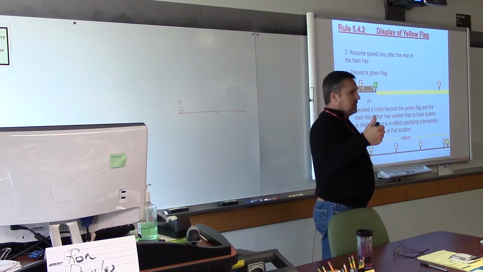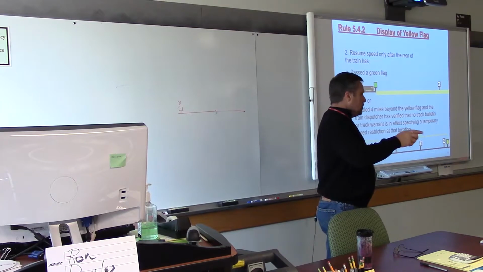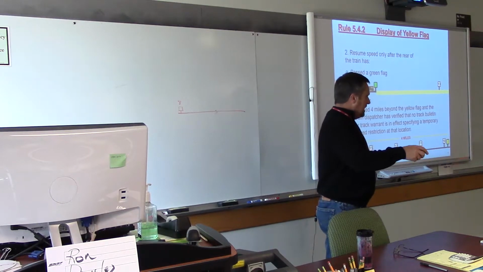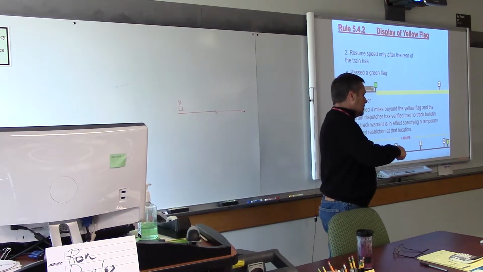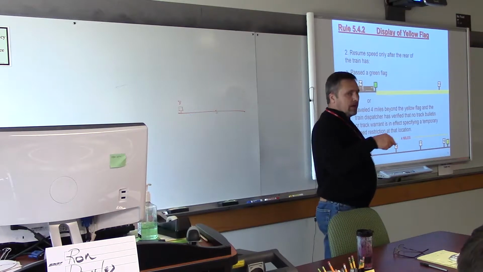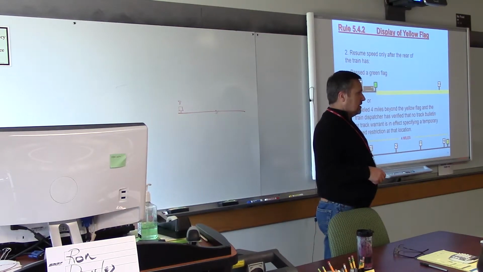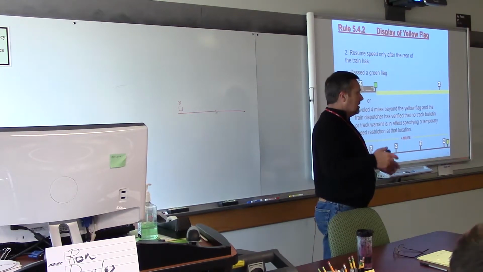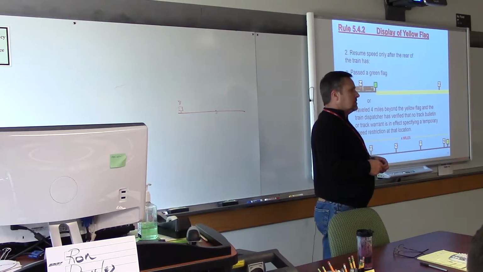Are you relieved of the restriction? No. You still have to be at 10 miles an hour, 2 miles beyond it, and you have to remain at 10 miles an hour till when? 4 miles. Your rear end's 4 miles from where you saw the board. So you see how that works? It doesn't take away from the speed, it just takes away from you having contact with it.